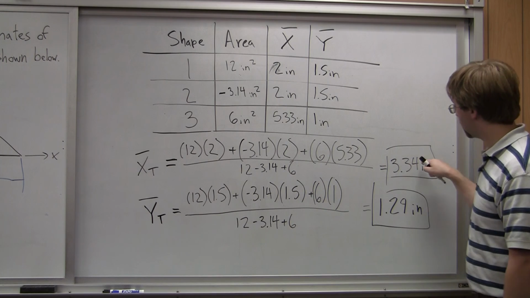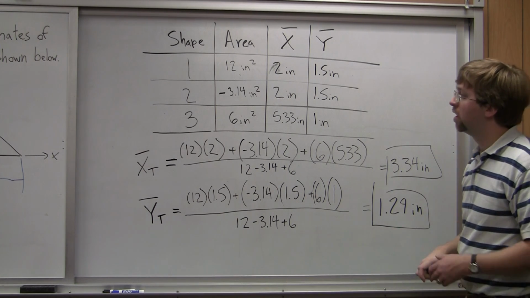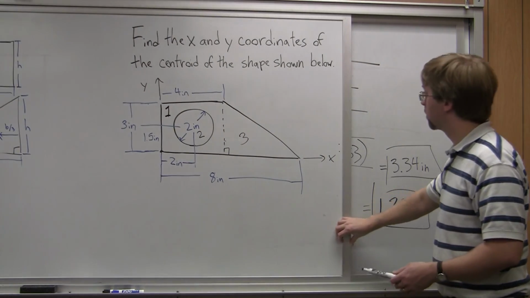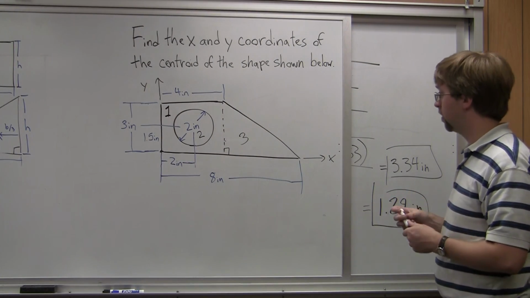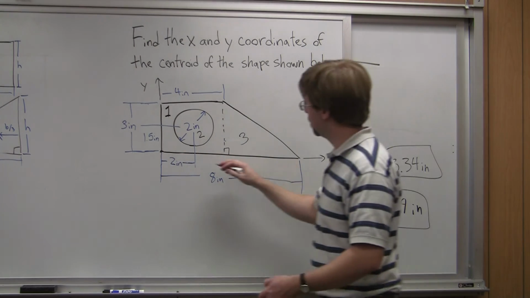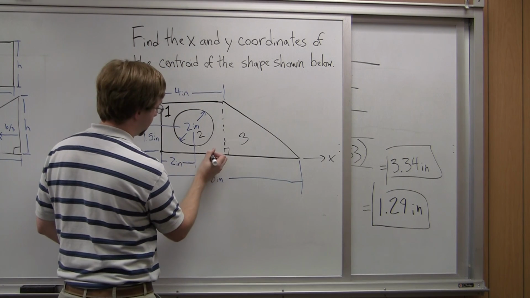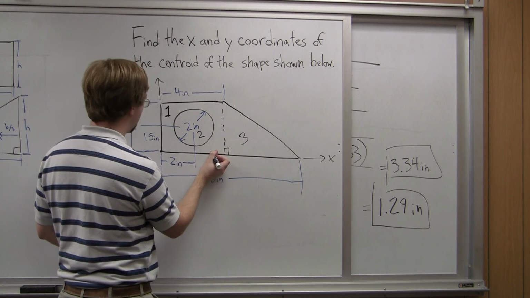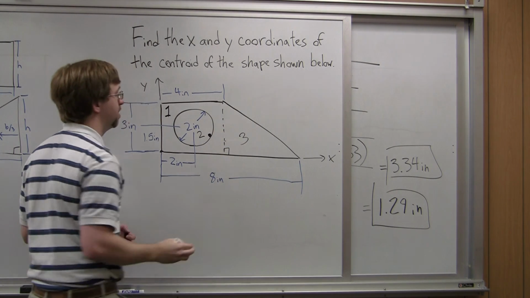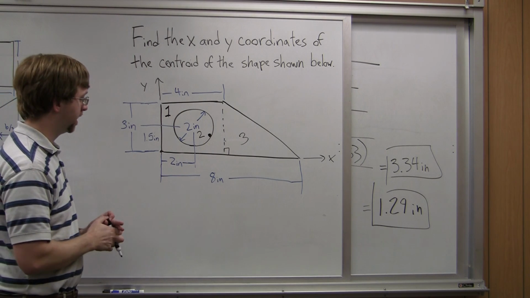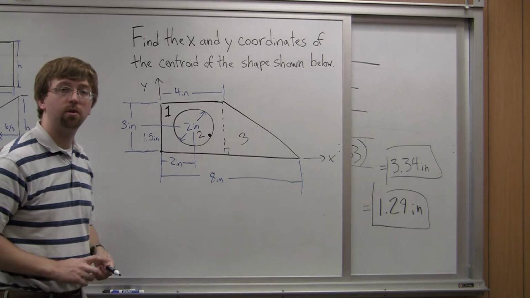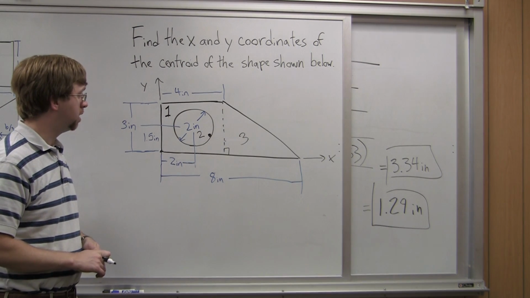Over here, this is my x bar, and this is my y bar total. So if I go back to my diagram, for my x bar total, I'd have to go over about 3.34 inches, somewhere about this far, and I'd have to go up 1.29 inches, so not quite halfway. My centroid is going to be somewhere there. And again, I'm going over 3.34 and up 1.29. So with that, we've found our centroid and we've solved our problem.